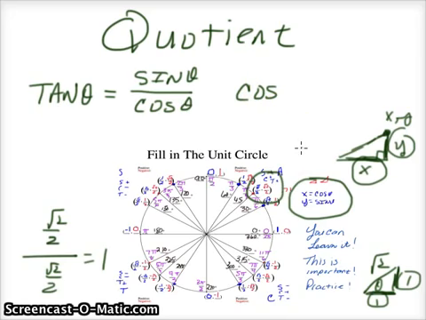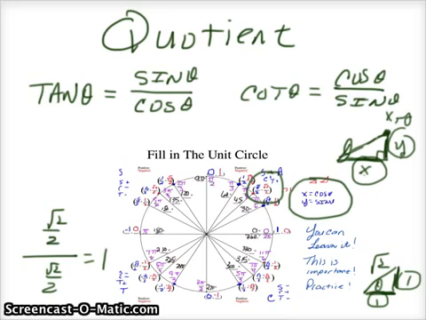That's cosine. We do cotangent. So cotangent of theta is equal to what? Well, cotangent would be the adjacent over the opposite. In this case, it's going to be the cosine of theta over the sine of theta.